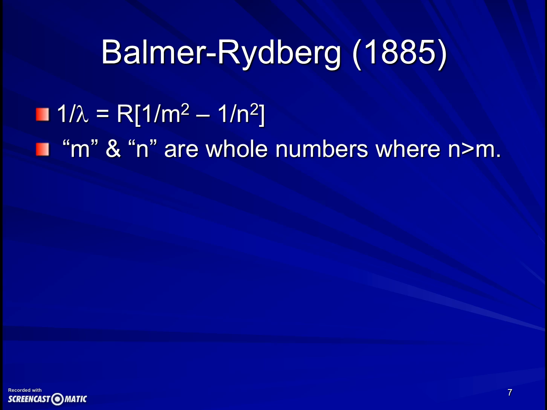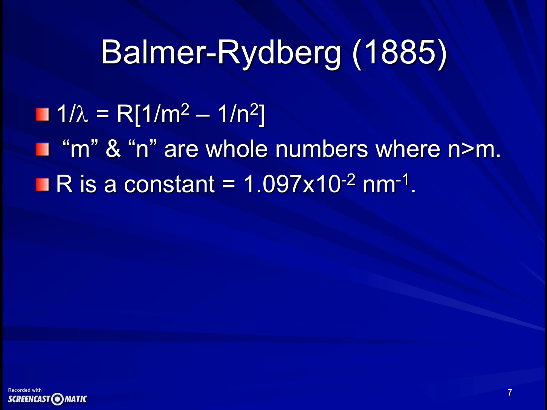So the m and n are whole numbers, where n is a larger number than m, and like I said, that R is a Rydberg constant, and depending on our units we'd have different numbers here, but if we want our wavelength to come out in nanometers, we'd use 1.097 times 10 to the minus 2.